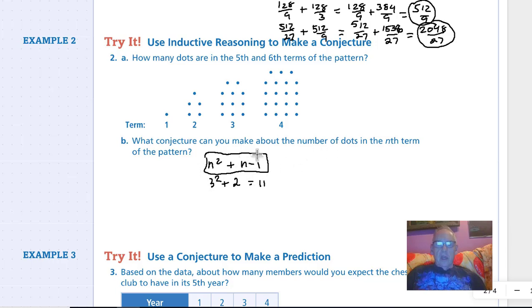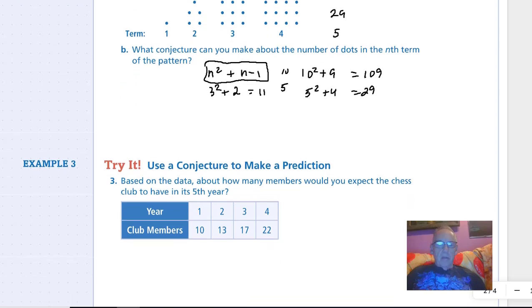And so this is going to be the rule that deals with the nth number of the pattern. Let's say we were talking about 10. We'd have 10 squared plus 9, which would be 109. If we did the fifth one, we'd have 5 squared plus 4, which is going to be 29. So the next one would have 29 dots in it, and so on.